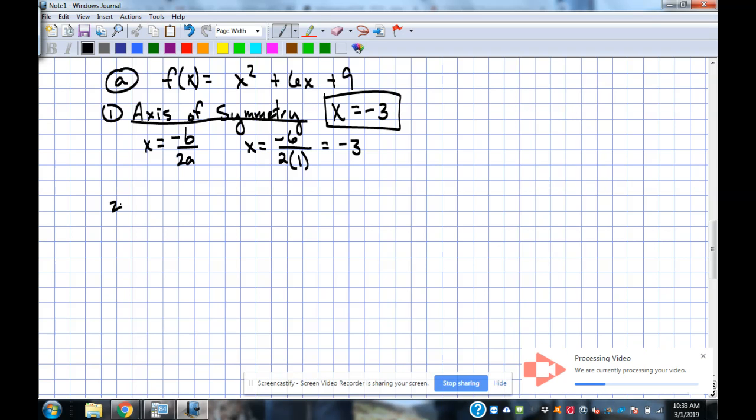The next thing is the vertex. We've already got half of it done. The x value is that -3 that we found up here. These things should always match. Axis of symmetry and the x value of your vertex should be the same every single time. So you're getting, the saying is 2 birds with 1 stone. When you find that axis of symmetry, you're actually getting the x value of the vertex. You get something for free. Now, how do we find the y value that goes with that?